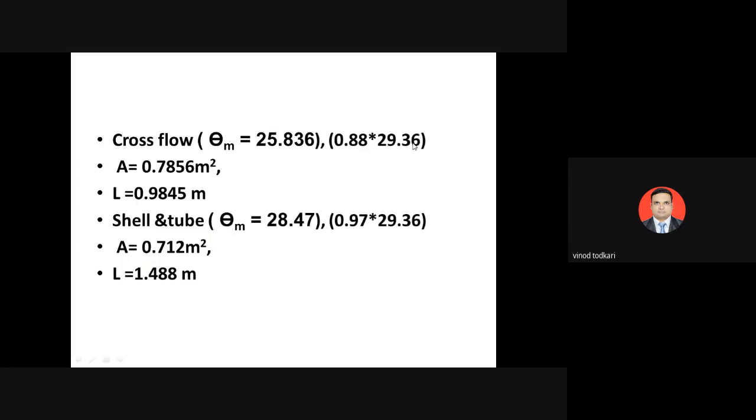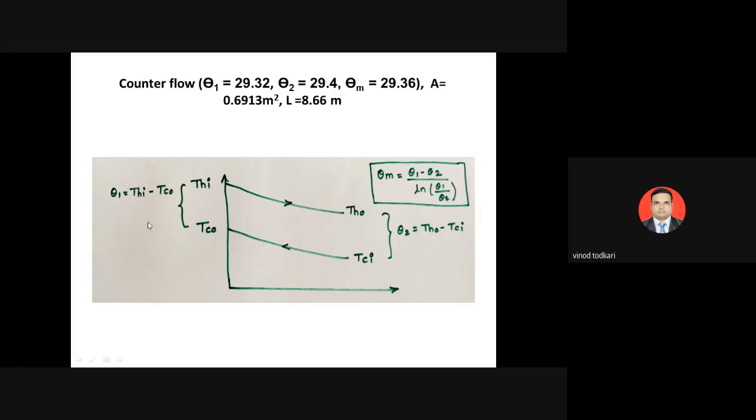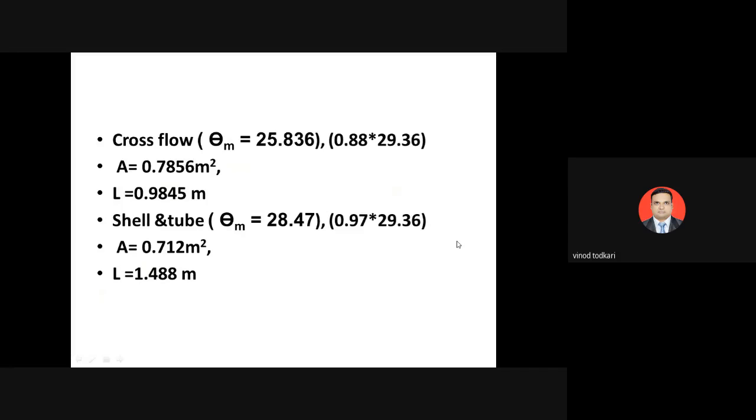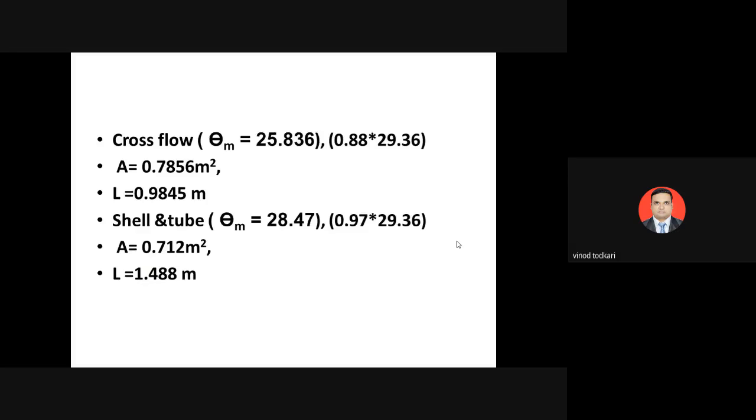For counter flow, what is theta 1? See, this is the temperature profile for counter flow. What is theta 1? Thi minus Tco. What is theta 2? Tho minus Tci. So already we have done this. So just remember that if any type of heat exchanger comes, you have to consider the temperature profile for counter flow. You have to calculate theta m for counter flow, and you simply have to multiply theta m for counter flow with the correction factor, so that you will get theta m, that is LMTD for your heat exchanger.